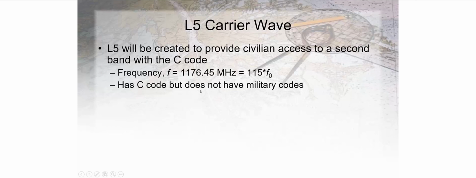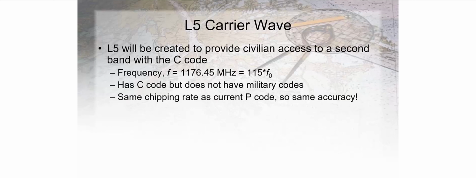The important part about the L5 is it has both a code, where the C codes are, and also a codeless portion, and that makes this a very important signal to we civilians. It has the same chipping rate as the P code, the C code does, and therefore we'll get the same accuracy that the military has today.